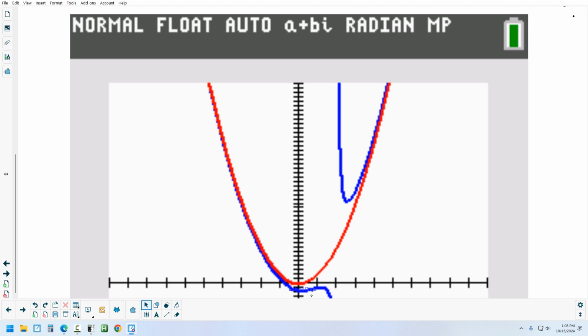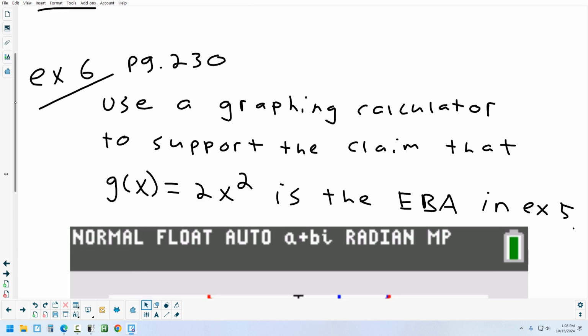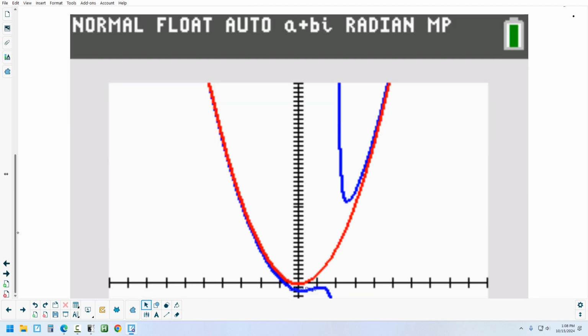Once you find the EBA, graph it and graph the original problem, and if it looks like they get closer and closer together, you probably found the right answer. If they don't, then you probably found the wrong answer. So use the graphing calculator to verify that that is the EBA.